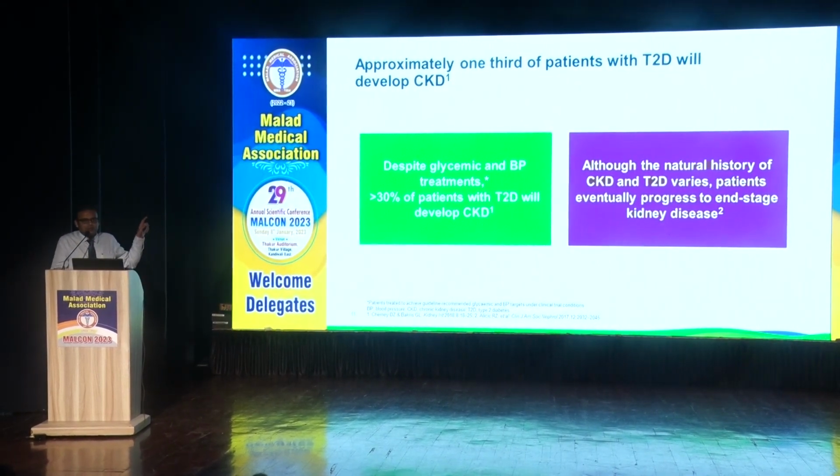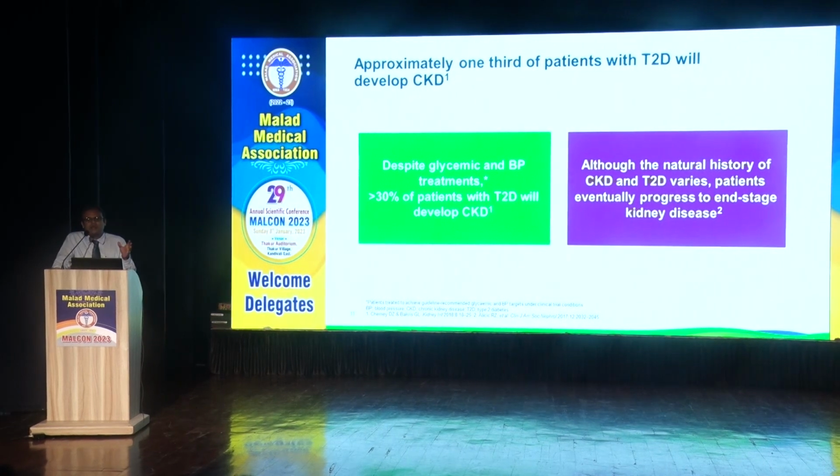This green table is very important. Despite your glycemic and BP treatment, more than one third of your patients will develop CKD, and some of them, even 15%, will end up on dialysis. So glycemic control and BP control are no longer the only thing.